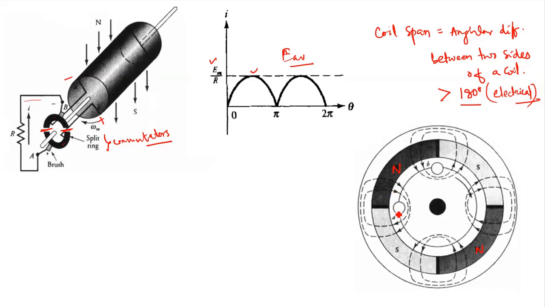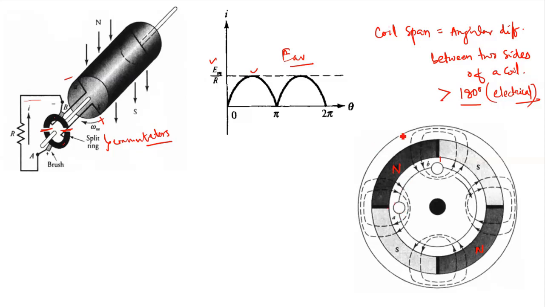That means if we span it, it should lie from one end of the North Pole to the other end of the North Pole, right? Okay. Because it is a 4-pole machine, the mechanical angle is 90 degrees. We can see here it is 90 degrees mechanical, right? But the electrical angle will be 180 degrees. Why it is so, we'll see by analyzing the induced EMF.